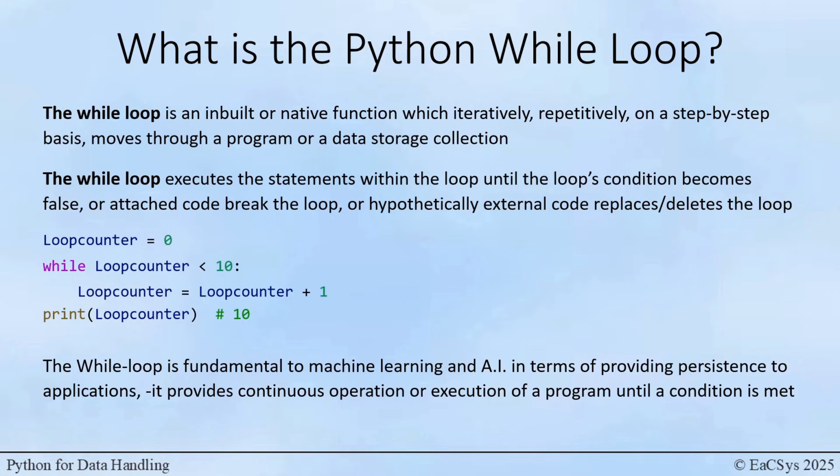The while loop is fundamental to machine learning and artificial intelligence in terms of providing persistence to programs and applications, because it provides continuous operation or execution of a program until a condition is met or an event occurs, for example, that the user pushes a particular button, such as the on-off button, double-clicks a mouse button on a graphical object, or that a machine detects a particular circumstance.